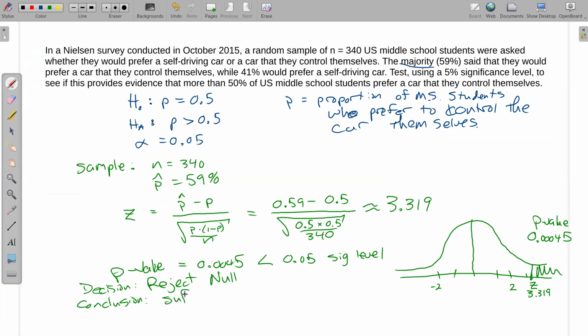In other words, we have sufficient evidence, and then what you want to do is state the alternative in words. In words, what does that mean? So fill in the blank there.